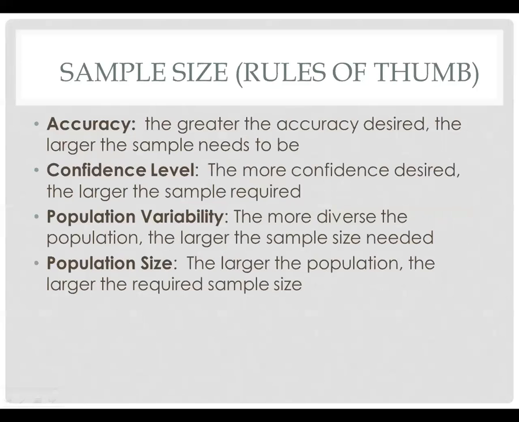So we also looked at sample size, and there are some general rules of thumb. You're not going to have to ever calculate sample size by hand, so I don't ask you to know how to do that, but you should know the general rules of thumb when you're thinking about sample size. And you should be able to use a sample size table. So rules of thumb: accuracy, the greater the accuracy, the larger the sample needs to be, obviously. Confidence level: the more confidence desired, the larger the sample required. Population variability: the more diverse your population, the larger the sample size you'll need to capture the diversity. And obviously population size: the larger the population, the larger the required sample size.